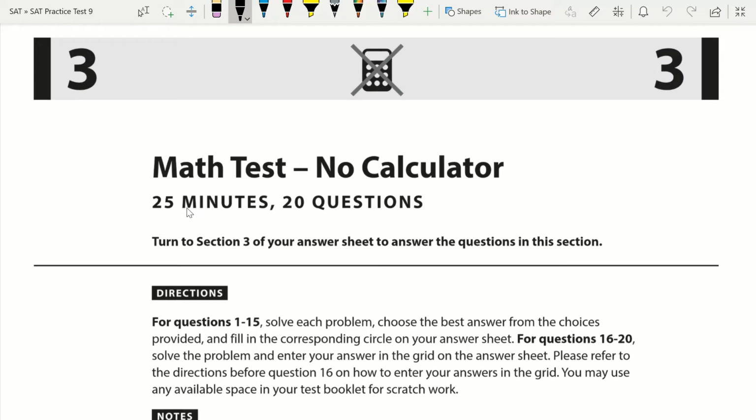So really, we're implementing a lot of the tips and tricks I talked about over the last 90 days and seeing if you can see things the way I see them, which has allowed me to score perfectly on the math section of back-to-back SATs. So with that, let's go ahead and get started with the math no calculator section.